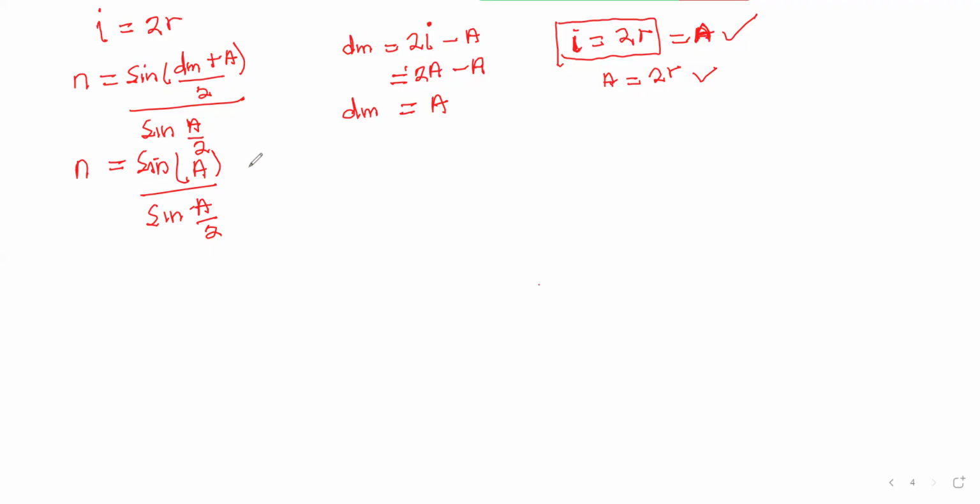Half plus half is equal to A. So I can write the numerator as sine of half A plus another half A. Please mute yourself if you haven't done so.